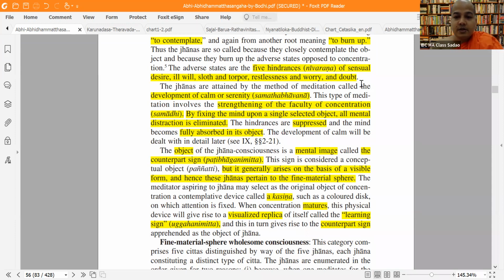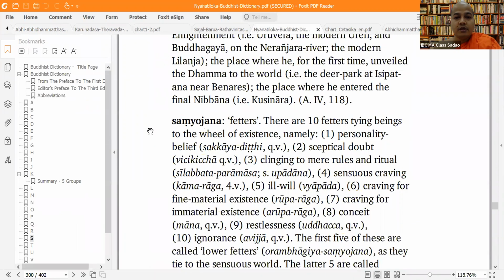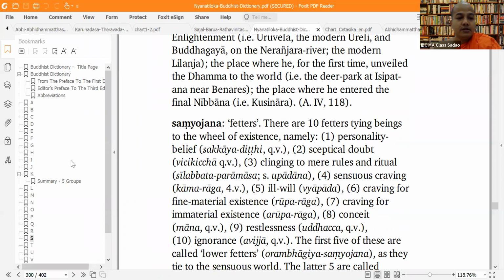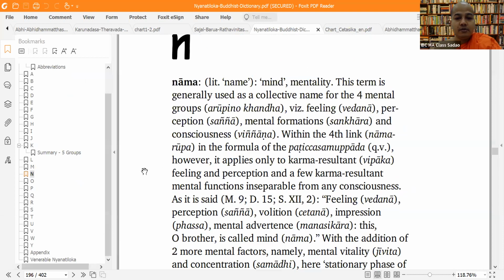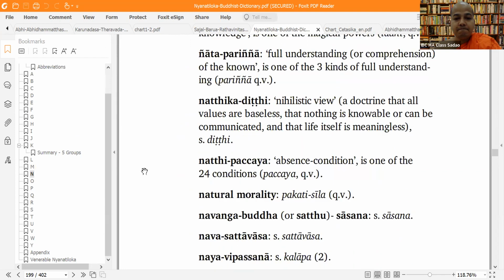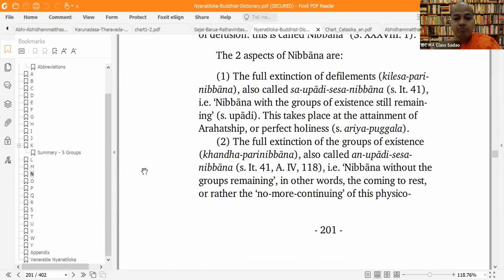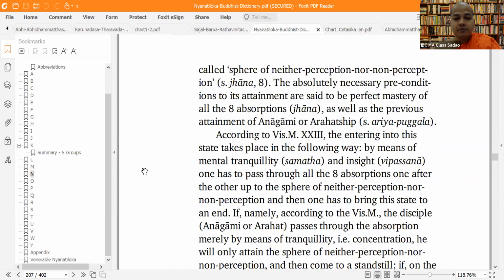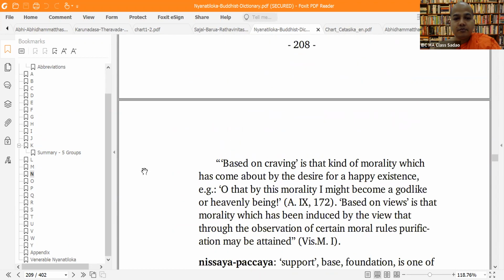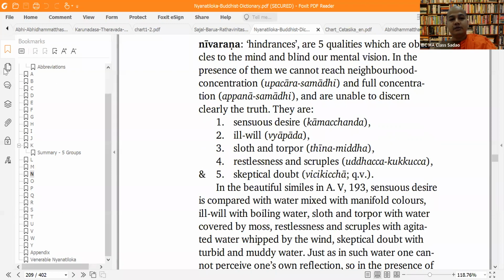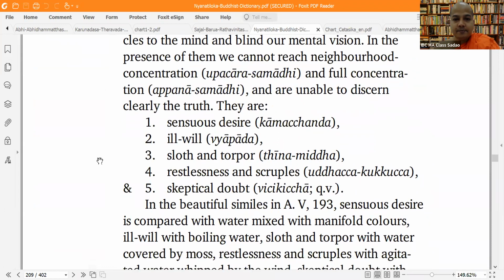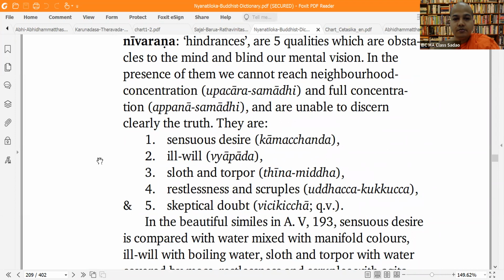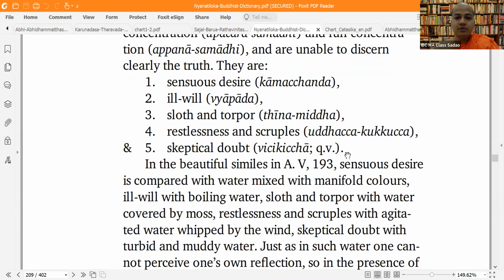In many texts you have mention of this, but if you want to find out quickly, you can look at this text, Nyanatiloka's Buddhist Dictionary. We're talking about Nivarana here now. Here you have the nivaranas, hindrances: Kamachanda, Vyapada, Thinamidda, Uddacha, Kukuccha and Vichikiccha.